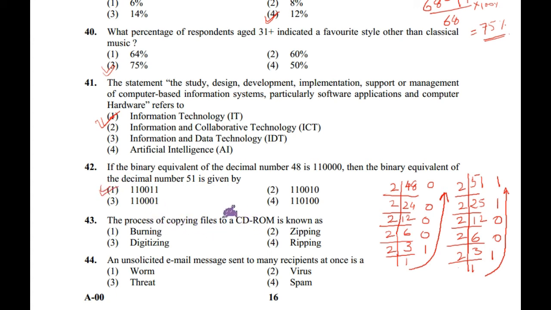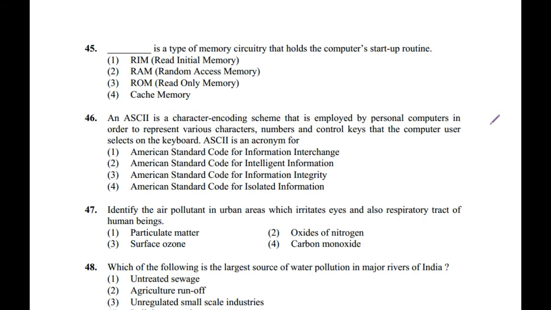The process of copying files to a CD-ROM is known as, we call it, burn the CD. So burning. The first one is the correct option. An unsolicited email message sent to many recipients at once is spam. So the fourth one is the correct option. Now question number 45: the type of memory circuitry that holds the computer's startup. The correct option is ROM, read-only memory. It stores the system files and is used while booting the system.